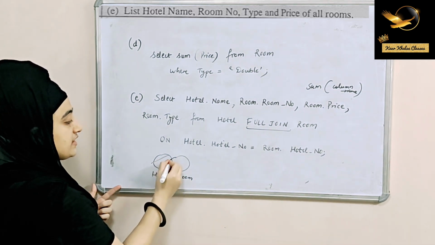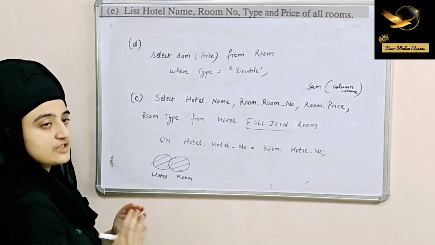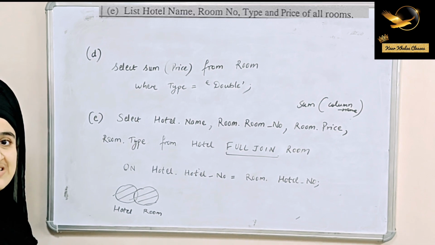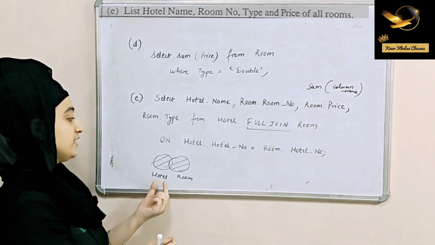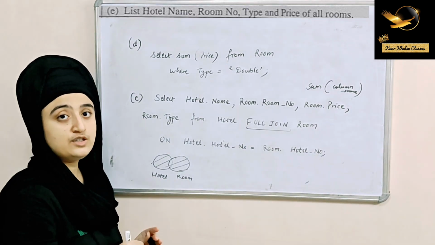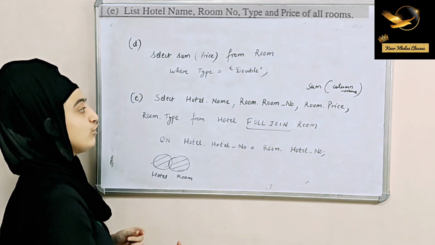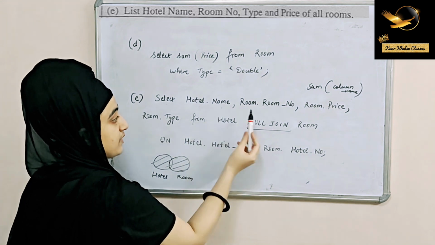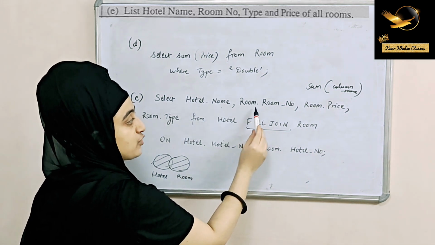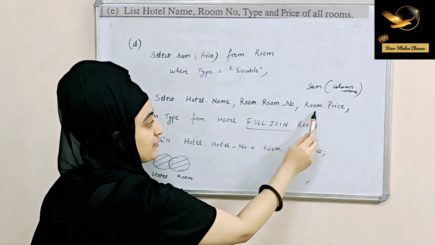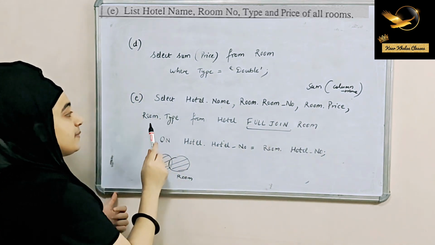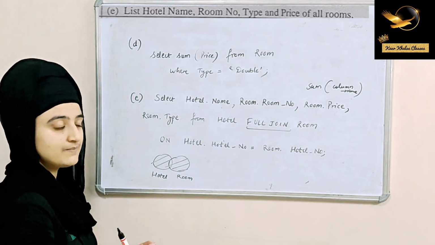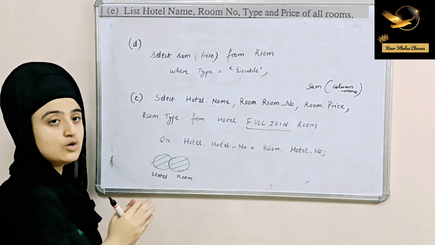Full join means all the things from both the tables. This is the full join. I told you that inner join is the intersection. Full join you can say is like the union. So it is hotel and it is room, and in the question it is mentioned that we have to select the hotel name. So we have to select hotel dot name, and from the room table we have to select the room number. From the room table we have to select the price. From the room table we have to select the type. So these three columns are from the room table and this column is from the hotel table.